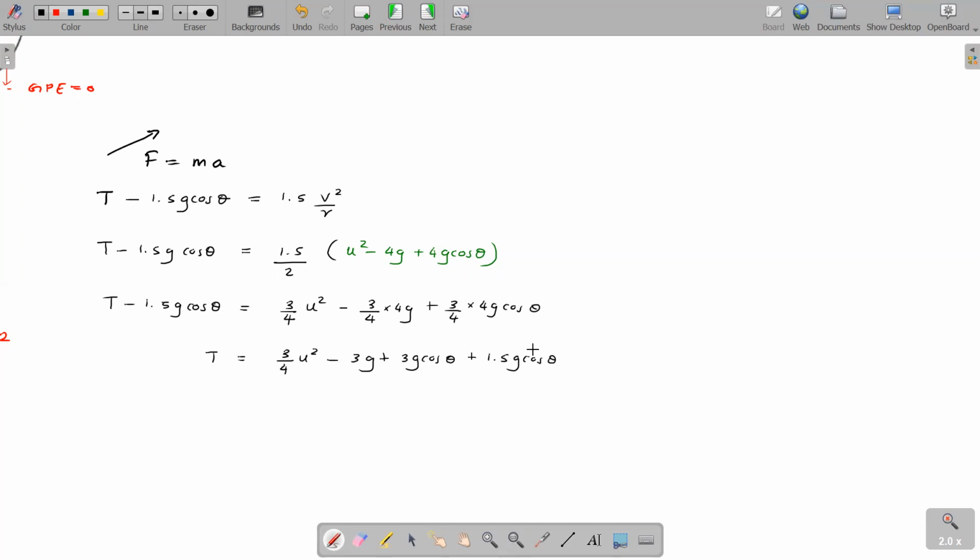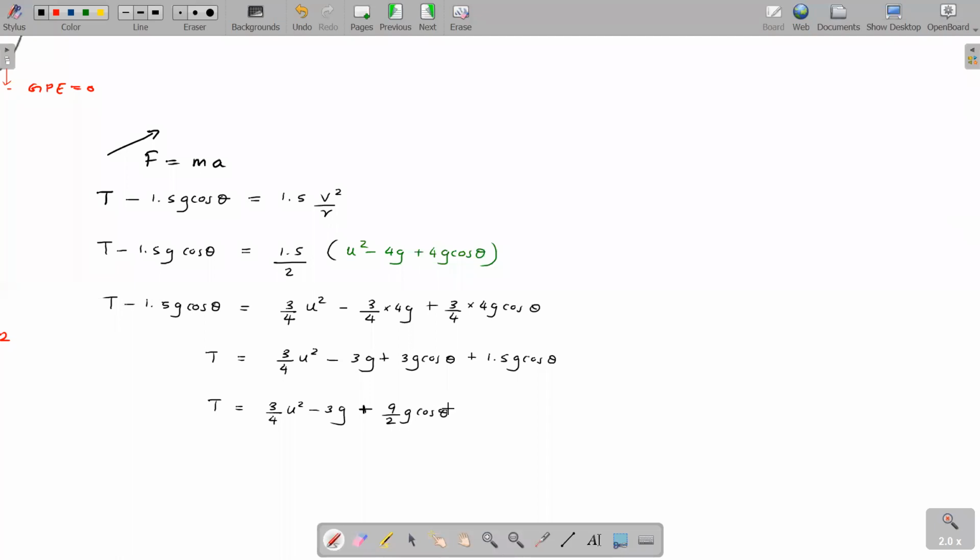So we can simplify this, right? So how much is it? 3 over 4 u square minus 3g plus 3g cos theta. Yeah, so plus, guys, we can add these two together, right? 3g cos theta plus 1.5 is 4.5g cos theta. 4.5 is another way of saying 9 over 2. 9 over 2g cos theta.